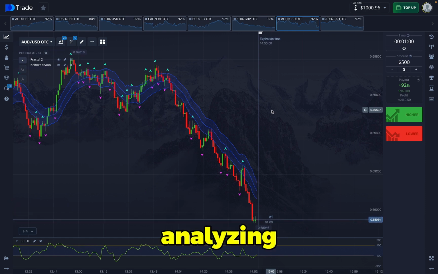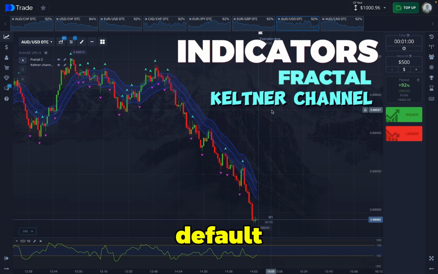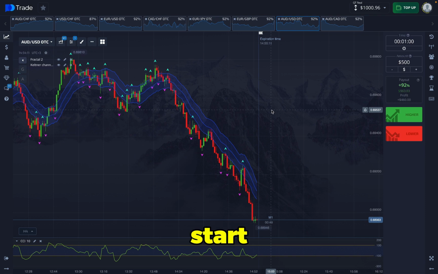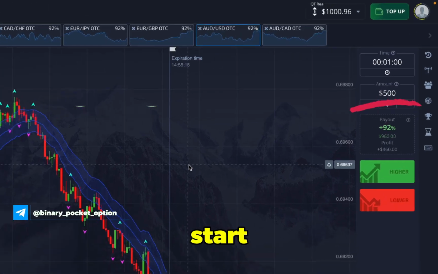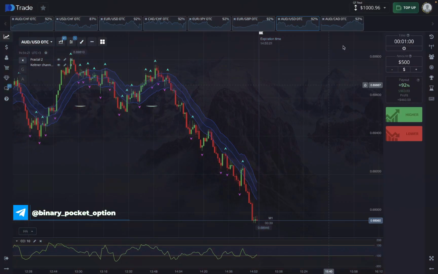Today, we are analyzing these indicators. This is a fractal, the Keltner channel with default settings, and the CCI oscillator with a period of 10. Let's start trading. Let's see what we have in store for today. Let's start with a deal of $500 and select our first currency pair.